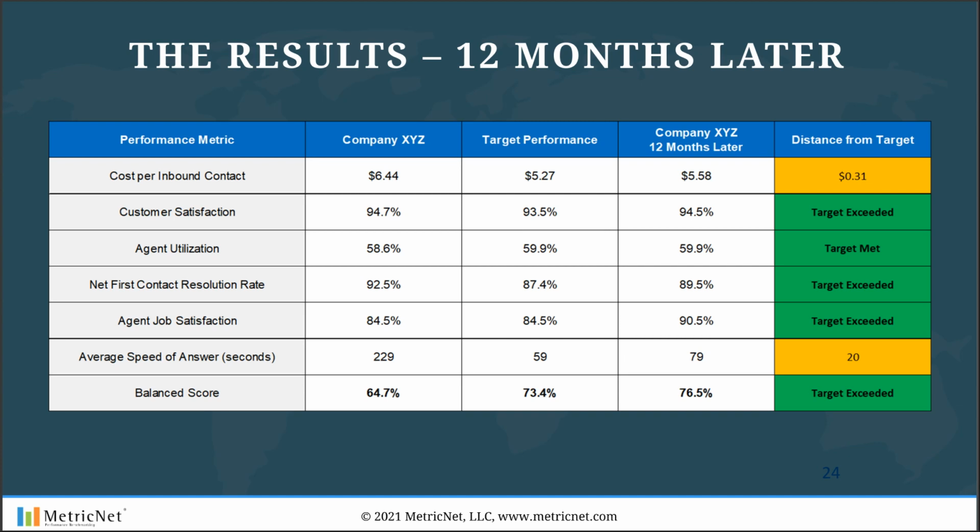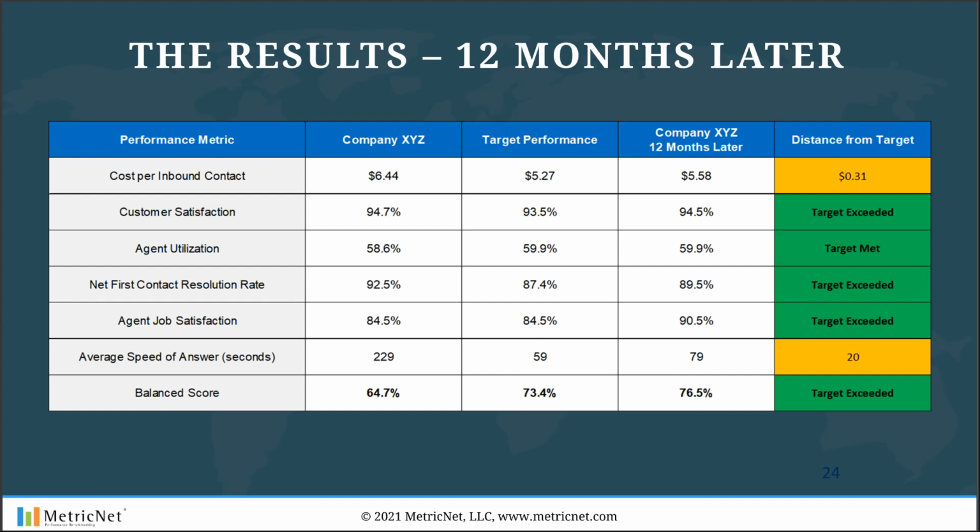So here's what actually happened. In this particular case, we're showing their performance 12 months later. The target performance on cost per contact was $5.27. 12 months later, they were at $5.58. So they missed it by 31 cents. Not bad. Customer satisfaction, they exceeded their target.